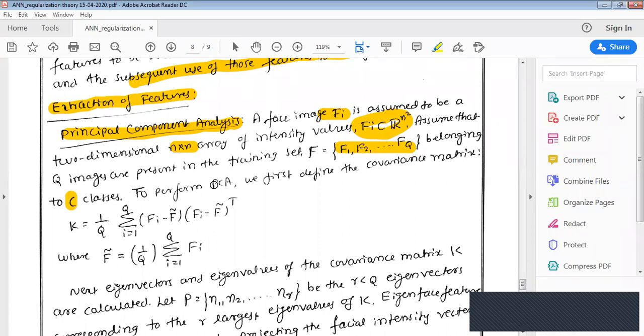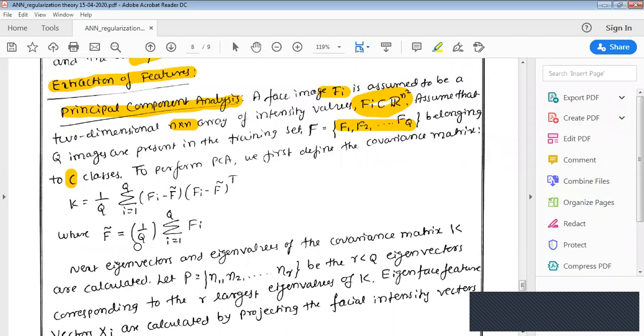So what we do, we first define the covariance matrix. What is the covariance matrix? K is equal to 1 by Q, where Q is the number of sample images taken. Summation i equal to 1 to Q, (Fi minus F tilde) into (Fi minus F tilde) transpose, where F tilde is equal to 1 by K into summation for all values of Q, Fi.